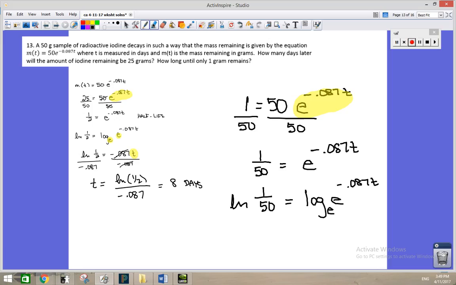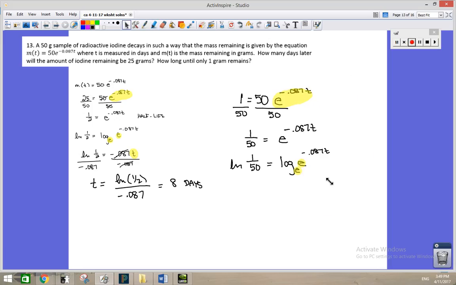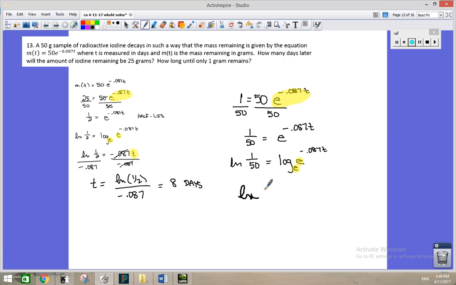So since this is log base e and this is e raised to this power, these are the same base, so on the right-hand side we have this negative 0.087 times t, just like we did before. To get the t by itself, I'm dividing both sides by this negative decimal number.